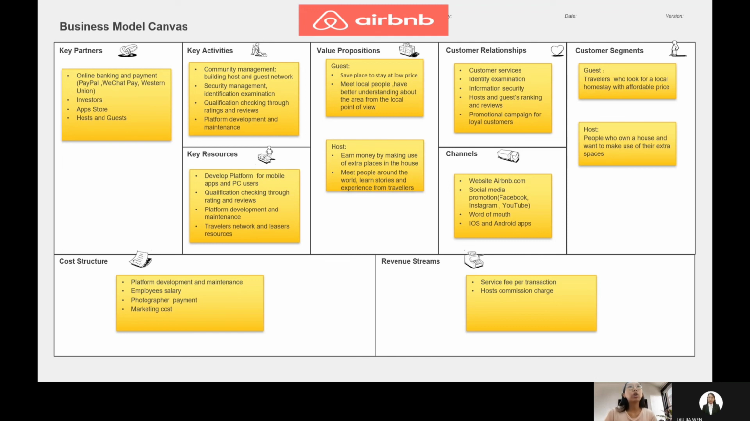And then lastly is the cost structure. Airbnb needs to pay for the platform development and maintenance, the employee salary, the photographer payment, and the marketing cost in order to maintain the platform.